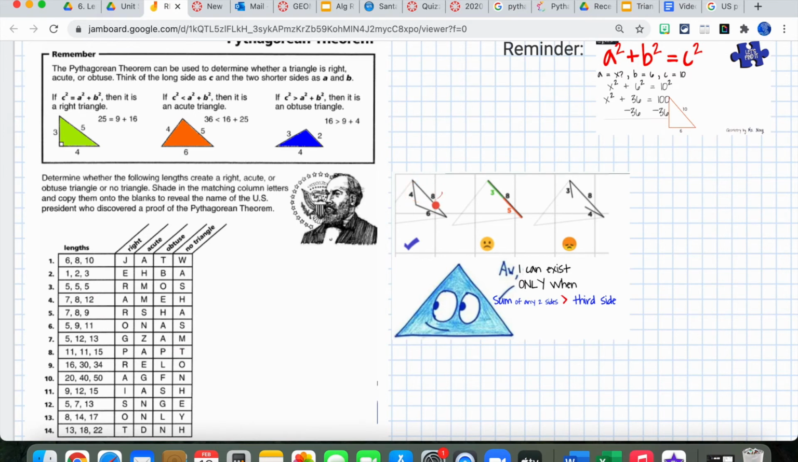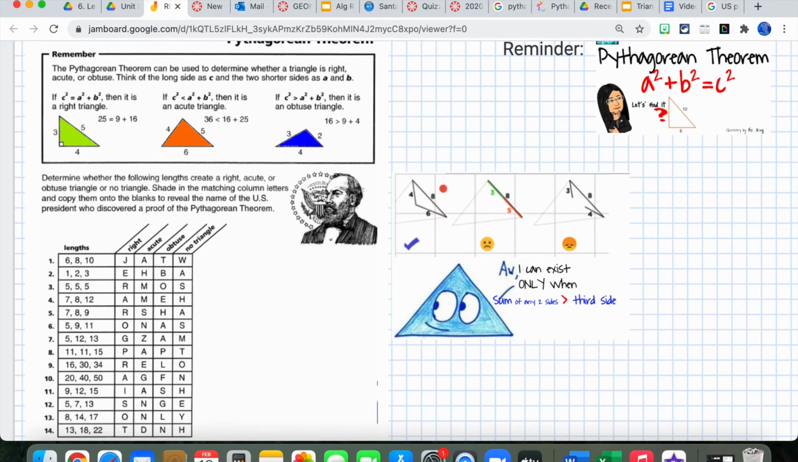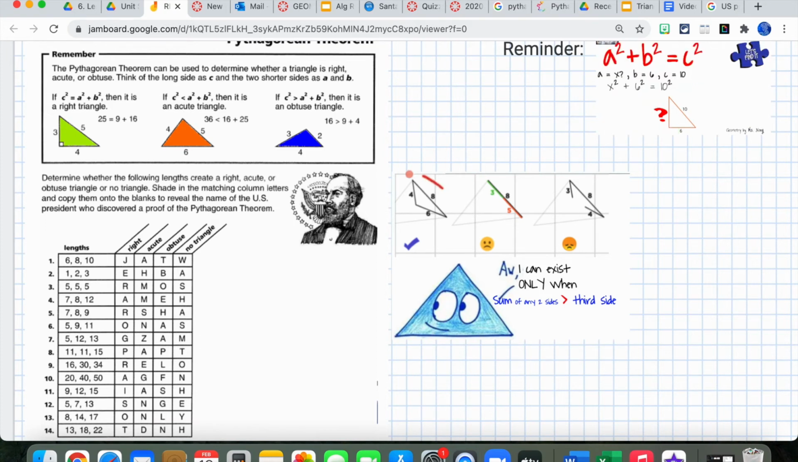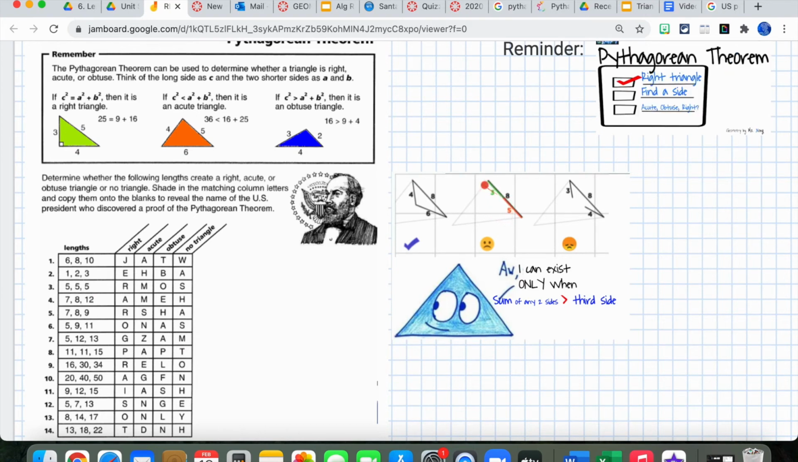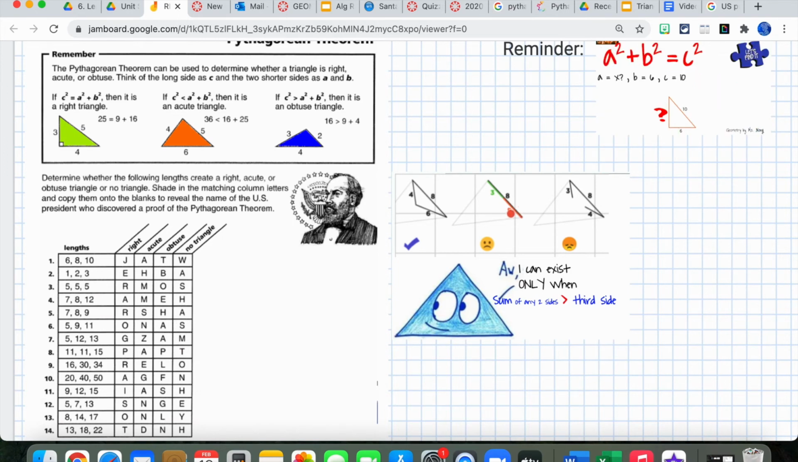Again, 4 plus 6 is going to be bigger than 6, and 8 and 6 is of course going to be longer than the 4. So any two side lengths have to be longer than the third side, and we can have a triangle. When the two sides are equal to the third side, like 5 and 3 right here, when we add, we cannot raise it up. We cannot make a triangle. So it cannot be a triangle, and that's where we would shade this choice, no triangle.